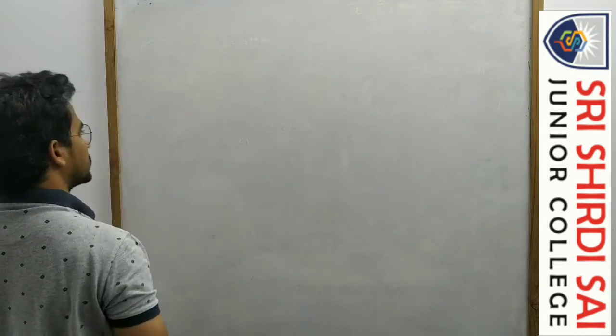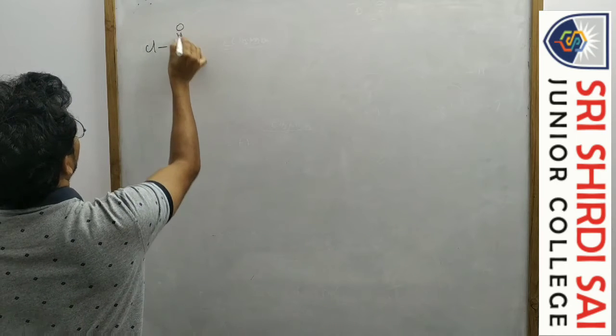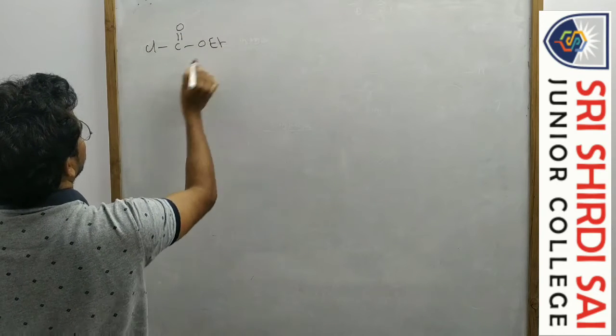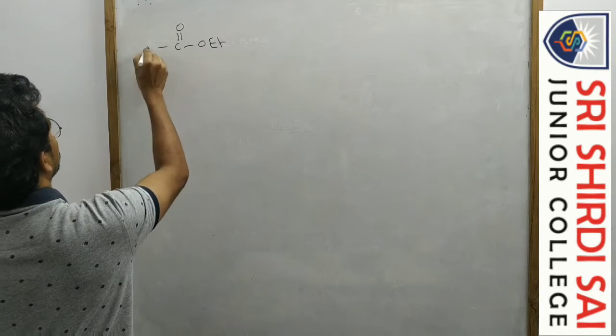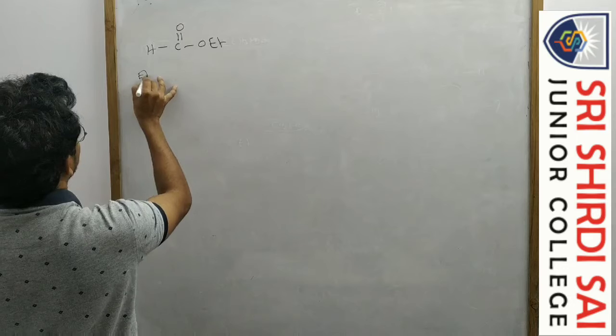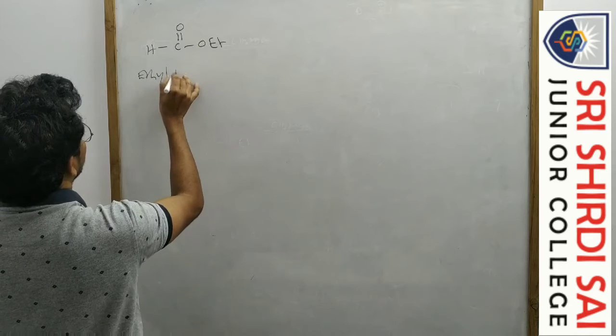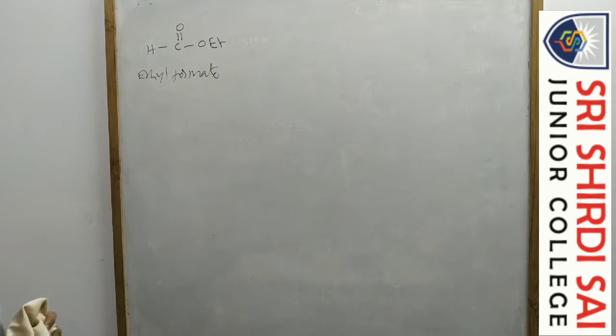So here is one more reaction. This is Cl double bond O, here OEt. Let us say this is the hydrogen. This is ethyl formate. There is only one carbon in ethyl formate.